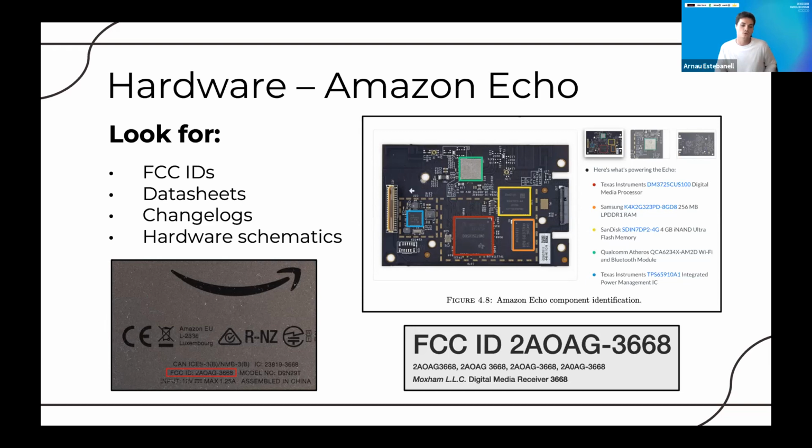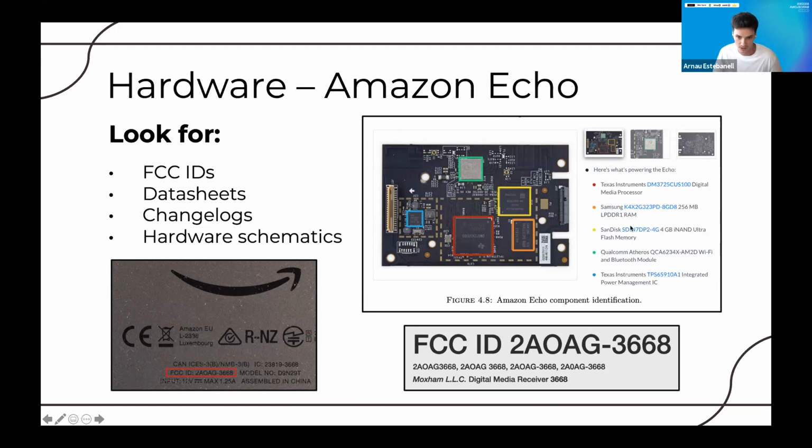But I also tried to find user manuals, data sheets, change logs. And for example, here you can see an Amazon Echo. I took the FCC ID, as you can see here. And then by searching for fixing guides, you can see exactly which components it is using. So imagine you want to dump the flash memory of the Amazon Echo, then you know exactly where it is sitting. You can then pull up the documentation of this specific chip and see where the information is stored.